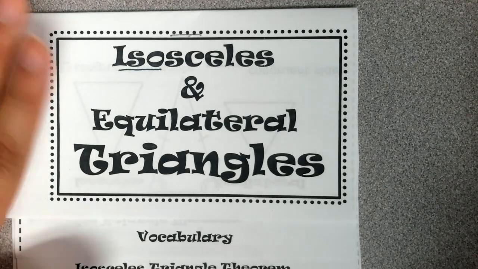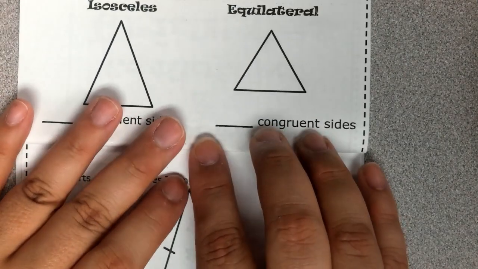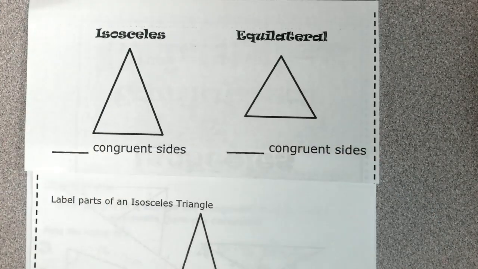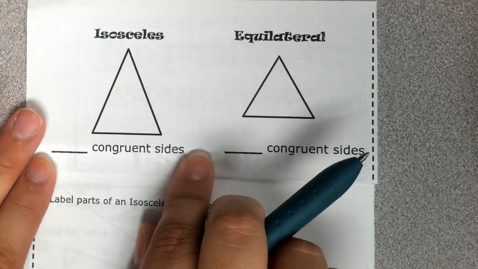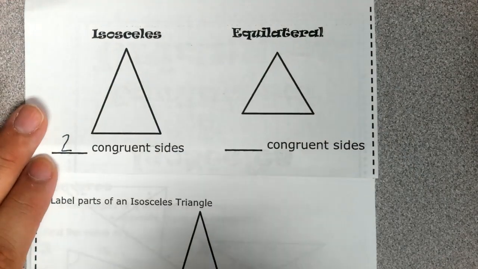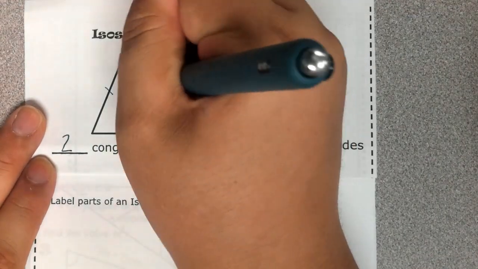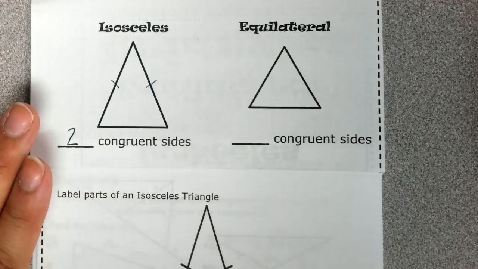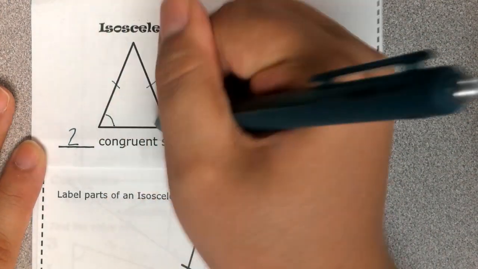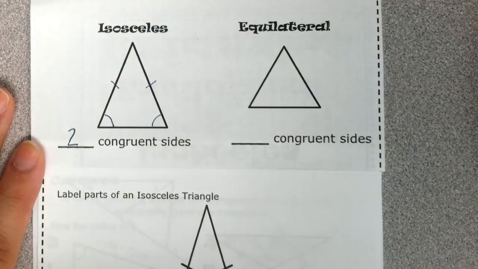So if everybody can flip open the first page of notes, and you can kind of fold it over like this. An isosceles has how many congruent sides? Two. So everybody please write a 2 in that blank, and I would like you to add 2 tick marks. Not only does an isosceles triangle have 2 congruent sides, it also has 2 congruent angles. So please do an arch here and an arch here.